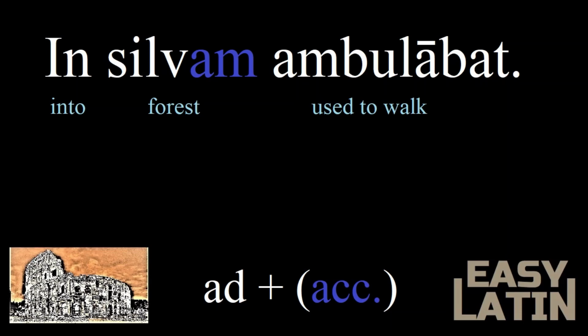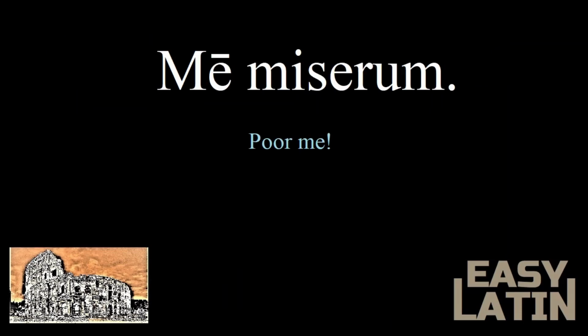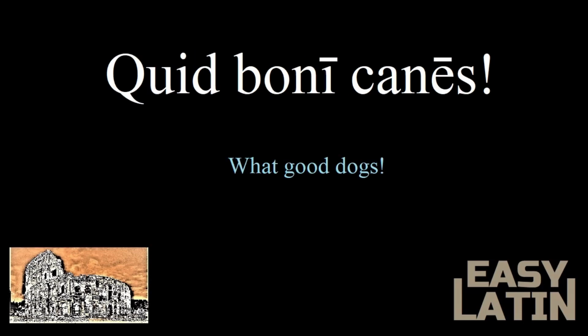In exclamations, the subject is declined in the accusative case. For example, me miserum, poor me. As you can see, we do the same in English. We don't say poor I. And quid boni canes? What good dogs? Note here that when we use an adjective, it has to match the noun in case, gender, and plurality. Here it is accusative masculine plural. But since the two words are of different declensions, their endings don't look alike. Bonus is second declension, while canis is third.